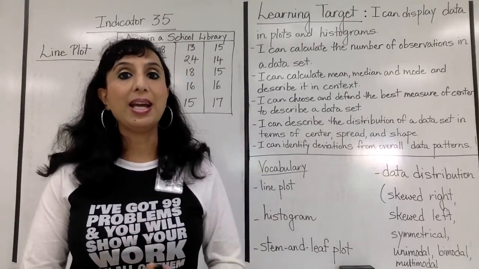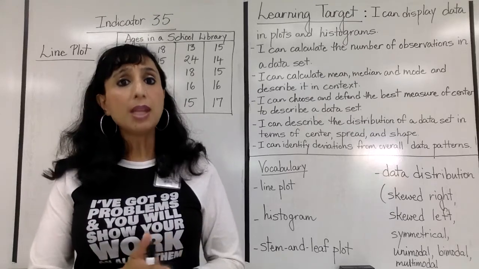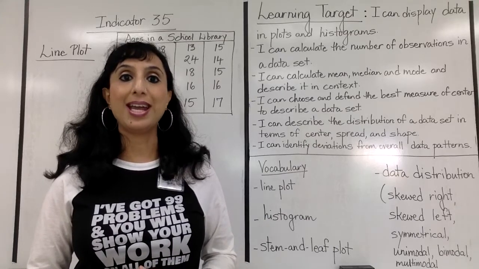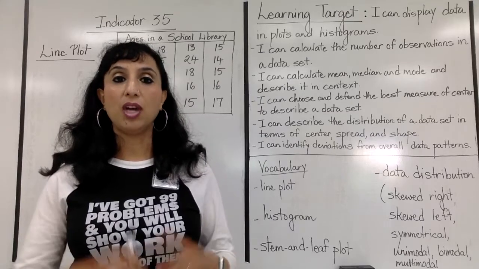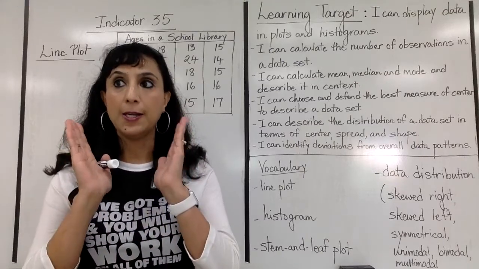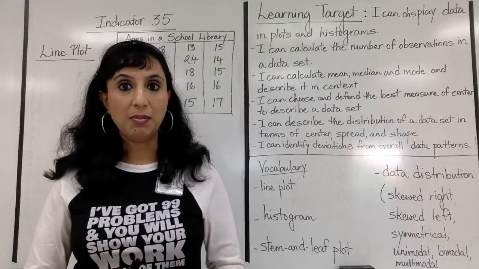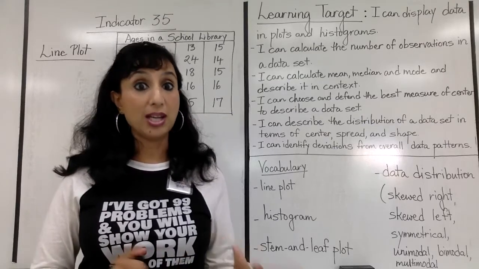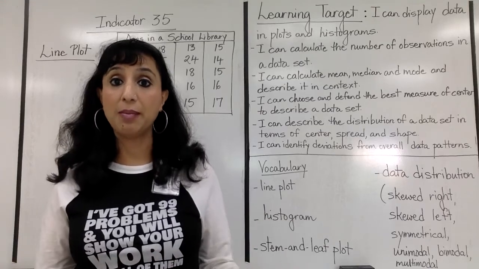I can display data in plots and histograms, and we're talking about the line plots, and stem and leaf plots. I can calculate the number of observations in a data set. That means you're counting the frequency of people or things or items in a certain area of the graphs, and we'll discuss that in a minute. I can calculate mean, median, and mode and describe it in context. So looking at the graph, you should know where the median falls in a histogram, for example.